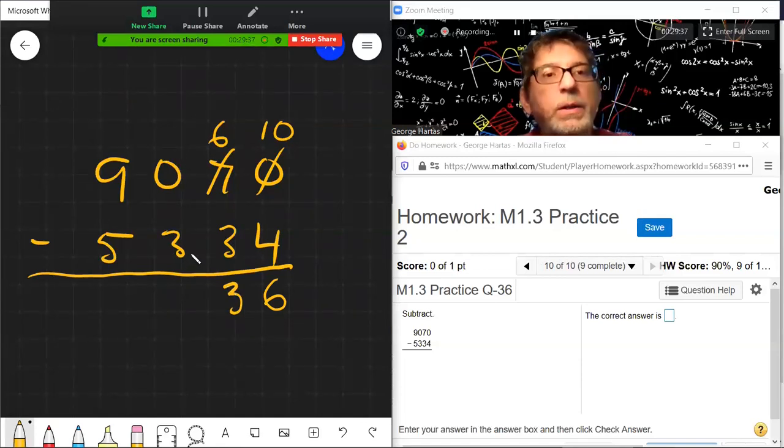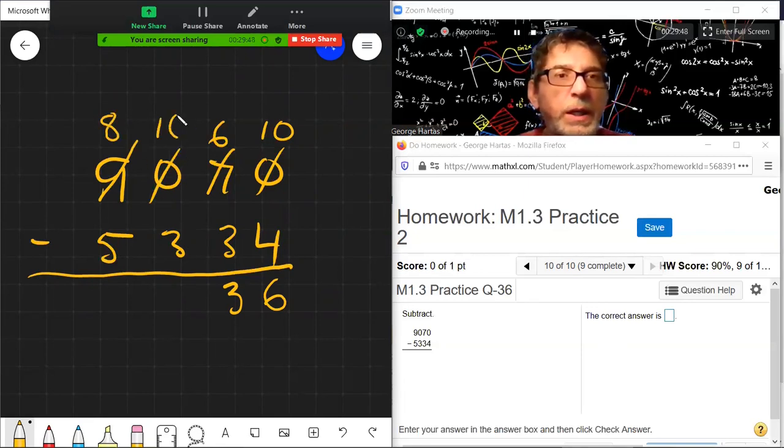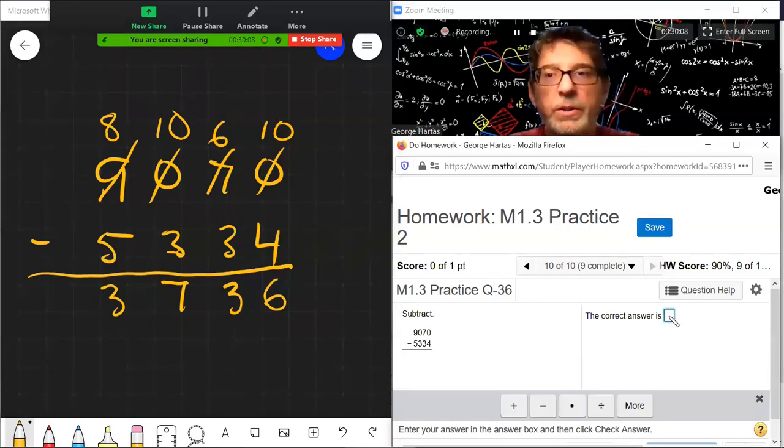0 minus 3. Here we do have to borrow. Okay, so we borrow from the 9, and the 9 turns into an 8. The 0 here is going to turn into a 10 from the 1 that we borrowed from the 9. So now we have 10 minus 3, which is 7. And then 8 minus 5 is 3. So our final answer is 3736.